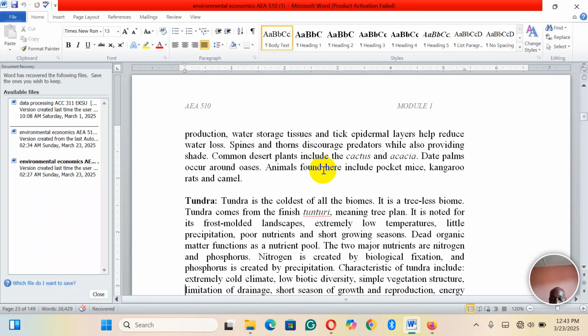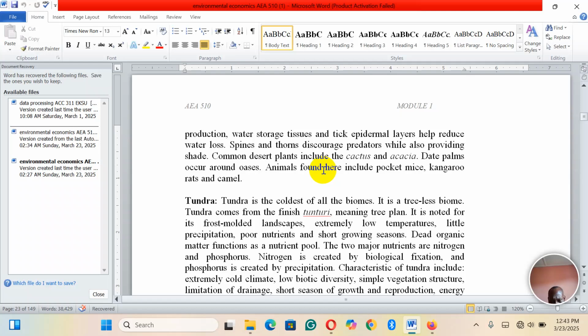Common desert plants include the cactus and the acacia. Date palms also occur around oases. Animals found here include pocket mice, kangaroo rats, and also camels.